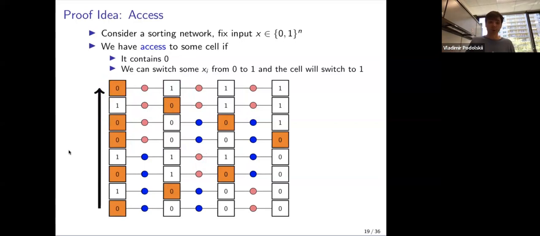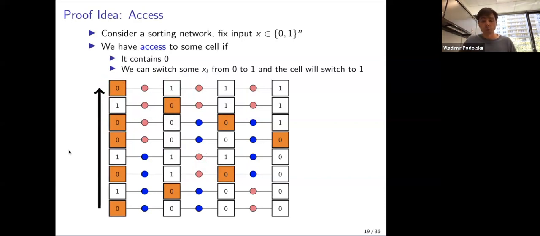So in this particular example, I just marked all of the cells to which we have access. There are two observations I would like to make here. The first one is on the left. Note that you have access to all inputs, all 0 inputs, because you can switch them to 1. Another observation is on the right.